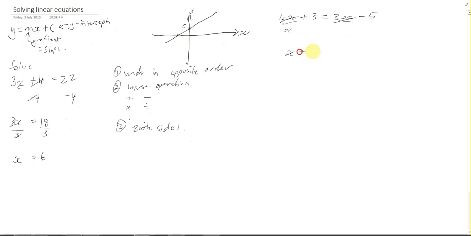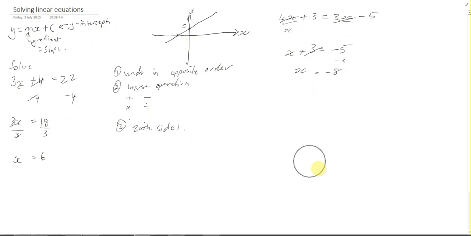We've got x plus 3 equals minus 5. Now I've got to get rid of my plus 3, so I'm going to do a minus 3 to both sides. So the plus 3 cancels out, and here we've got a minus 5, take away 3 is minus 8. There we go, all done.